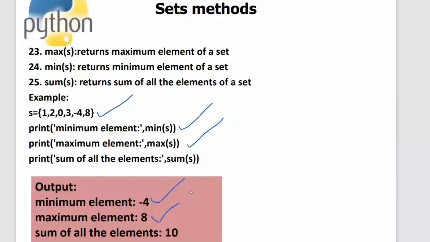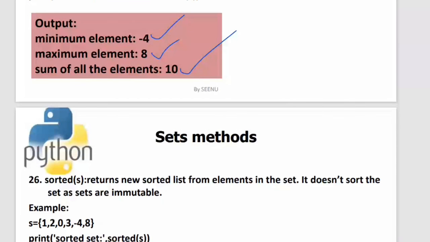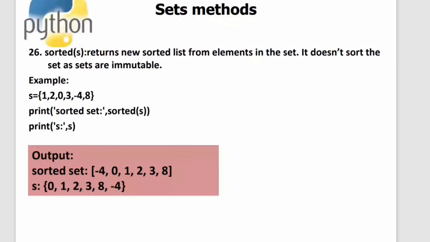The next is the sorted method. Don't forget, it is sorted, not sort. This sorted method will take a set S as an argument, and it returns a new sorted list from the elements in the set. It doesn't sort the set itself, as sets are immutable.